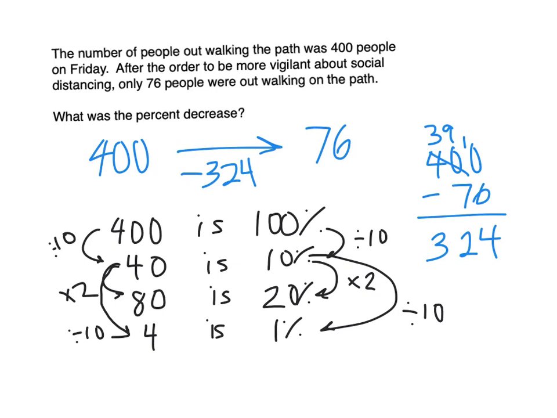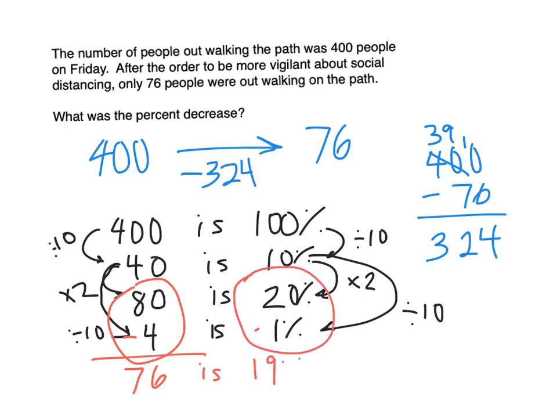So my goal is 76. So what I'm going to do with those two numbers is I'm going to take them and subtract them, because 80 minus 4 is 76 and 20 minus 1 is 19. So 76 is 19%. So it went from 100% down to only 19%.